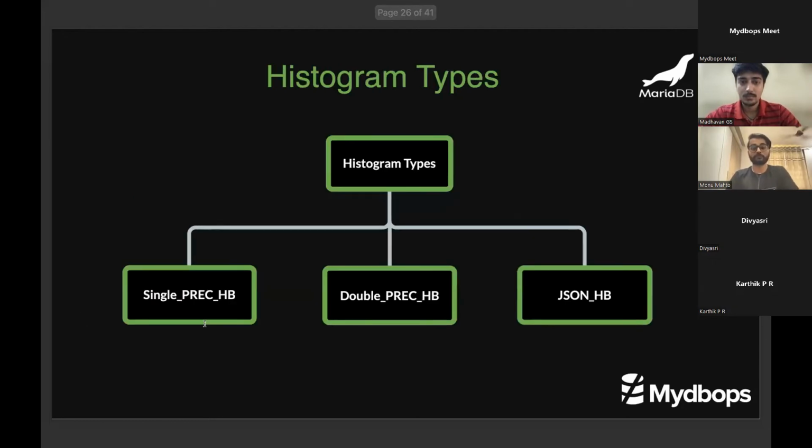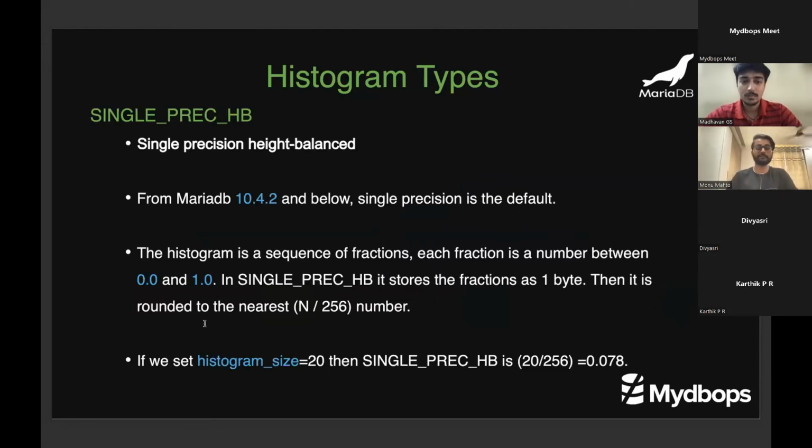Histogram types. In MySQL we have two types: singleton and equi-height. Here we have three types: single precision height balanced, double precision height balanced, and JSON height balanced. We will go through them one by one. Single precision height balanced is similar to singleton. It has less precision compared to double precision, and it is the default up to 10.4.2.